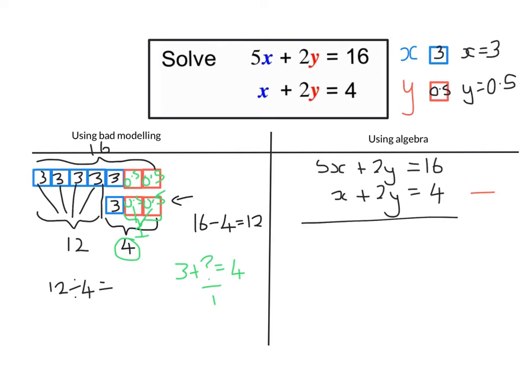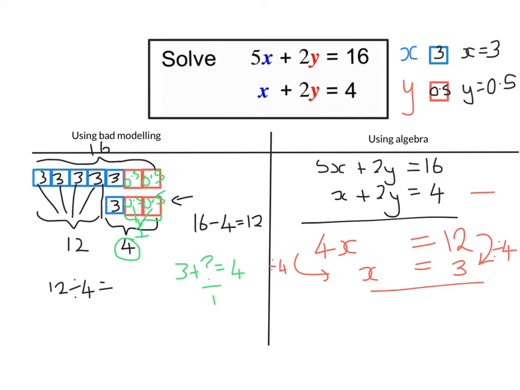So 5x take away x is 4x. And that's what we were doing over here. We found that the 4 boxes, 4x, and 2y take away 2y is 0. So effectively what we've done here is we've eliminated a variable, and that's our aim, to eliminate. 16 take away 4 is 12. A little balance method here. So 4x divided by 4 will give me just x, so I need to divide by 4 on this side. 12 divided by 4 is 3.